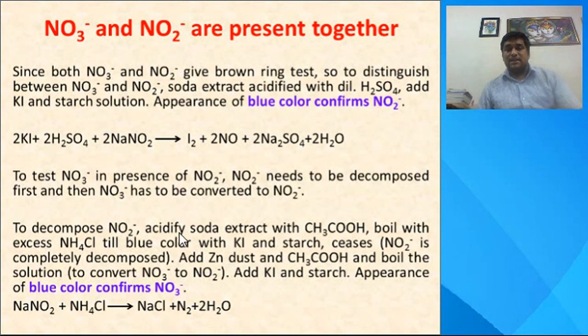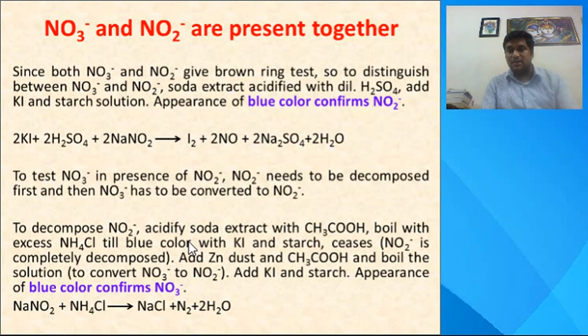So how to do that? To decompose nitrite, acidify the soda extract with acetic acid and boil with excess ammonium chloride, till no blue color appears when we add potassium iodide and starch. That means there is no more nitrite present in the mixture. All the nitrite is converted to nitrogen gas when we heat the mixture in the presence of ammonium chloride. If there is no blue color on adding potassium iodide and starch, that means no more nitrite is there.